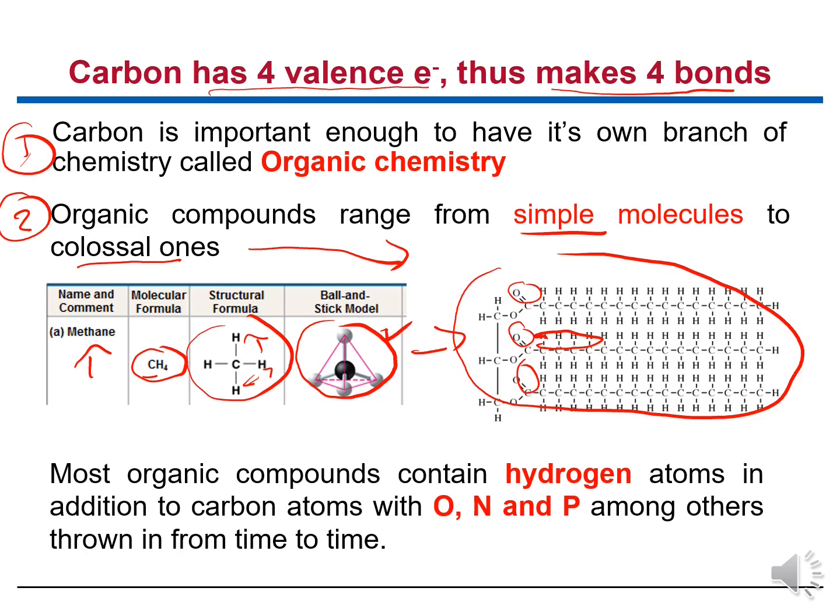And finally, a third thing that I want you to remember is that most organic compounds contain hydrogen, but not only that, they also contain oxygen, nitrogen, and phosphorus. And they could even have more, like sulfur, iron, but in this case, these are the most common. And as I show you here, hydrogen and oxygen are very common, and for example, phosphorus and nitrogen will be in the DNA.